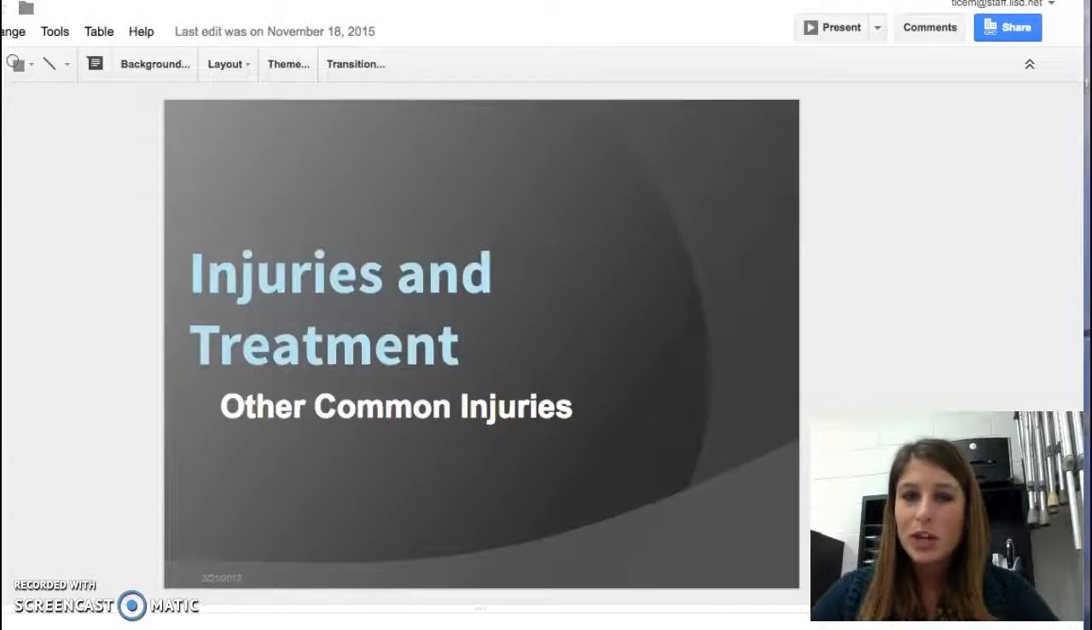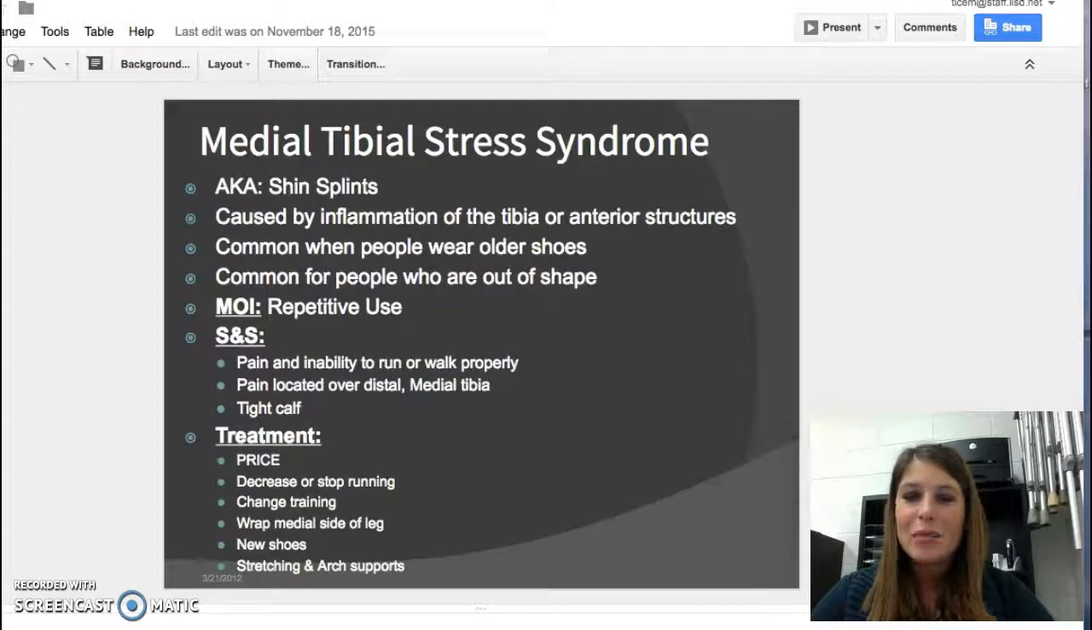At this point, we've talked about ligament injuries, muscle and tendon injuries, as well as bone. Now we have the last couple few that are kind of in their own category, okay? So they're a little bit more unique. The first one that we have is medial tibial stress syndrome. That sounds like a mouthful, okay? But break it down, all right?